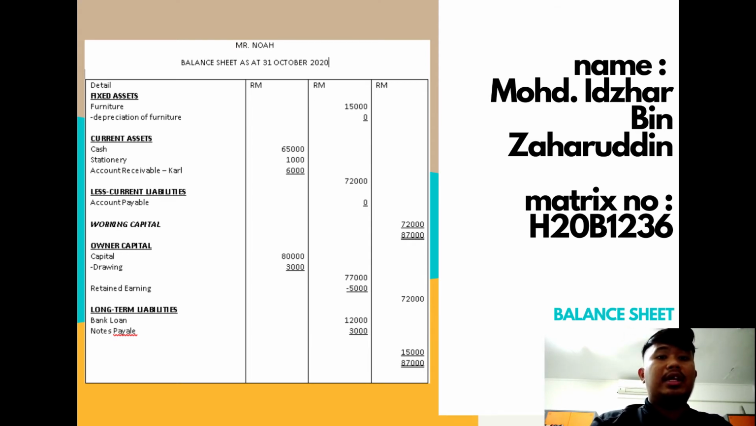Next, we go to the working capital, and after that, we go to the owner's capital, which is capital and drawing. Next, we go to the retained earning, and lastly, we go to the long-term liabilities, which include bank loan and note payable. The total of the balance sheet as at 31 October 2024, business of Mr. Noah, is 87,000.